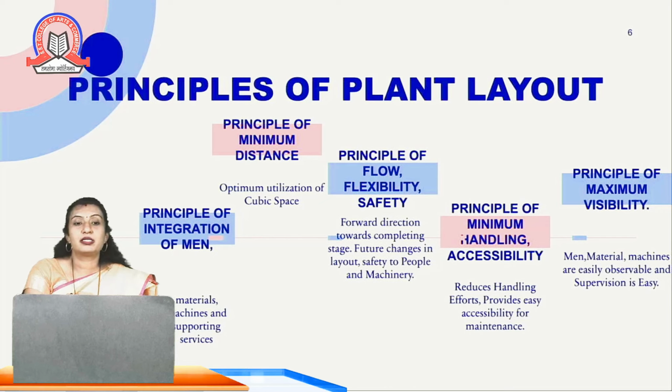Second aspect is the principle of minimum distance. The machineries should be kept in such a way that there is a continuous flow of production, there is no breakage of production, and secondly, the men and the material do not have to move much, because in the movement there are chances of breakage, or sometimes there are chances of stoppage of the production process. So, the principle of minimum distance.